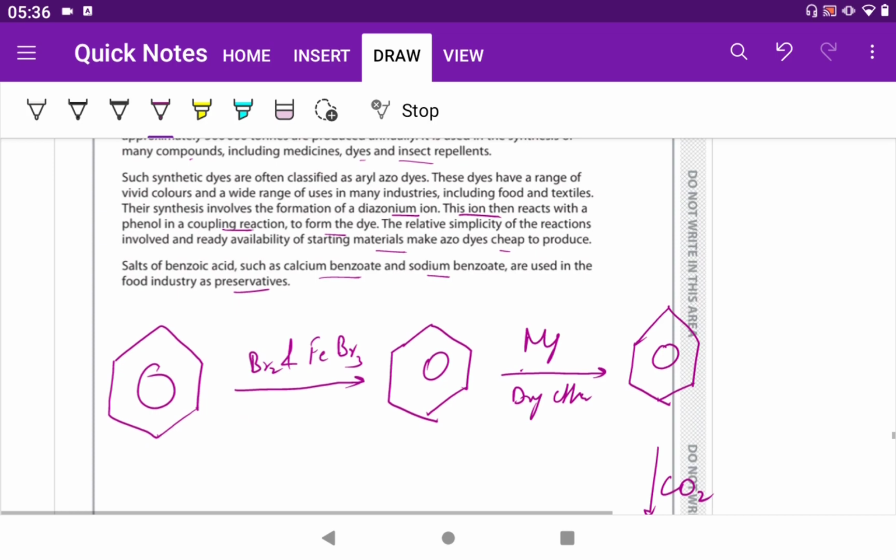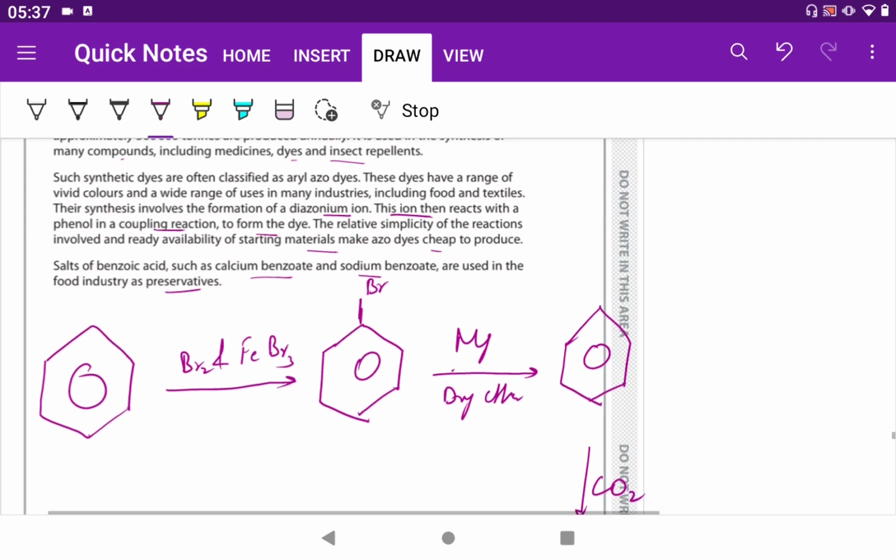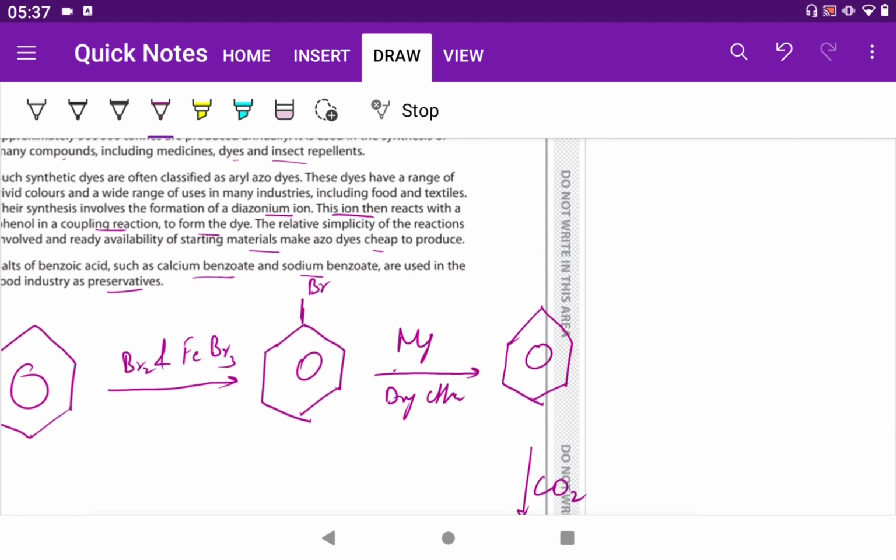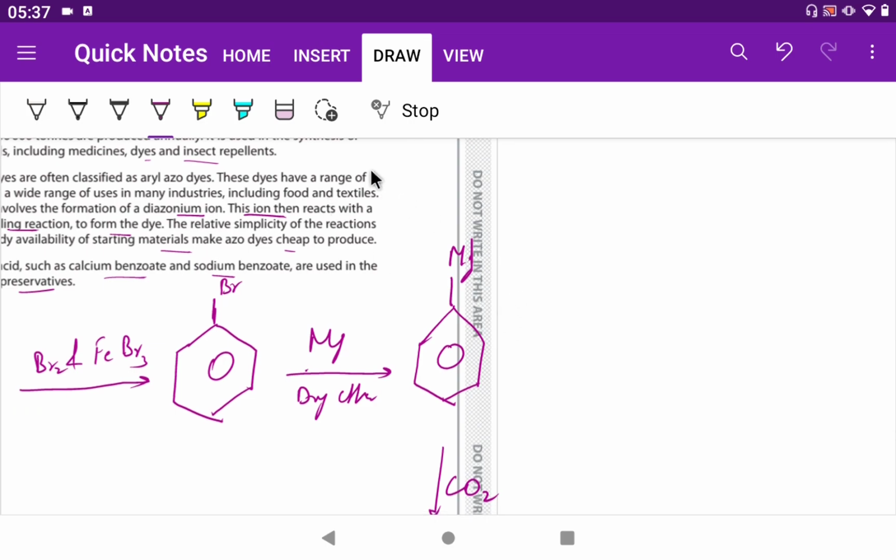So the reaction starts from benzene and bromine with FeBr3. So when this happens, it forms bromobenzene. After formation of bromobenzene, we are going to use Grignard reagent, Mg in ether, and Mg in ether makes what? It will become MgBr. And after formation of MgBr, we are using CO2.